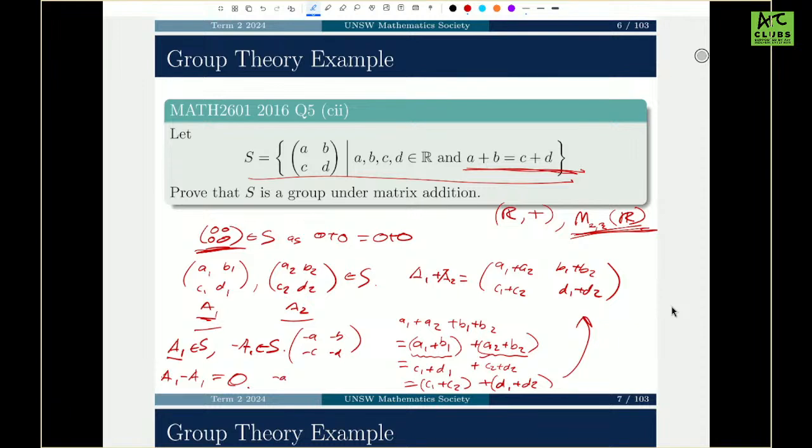And negative A minus B equals, after we factor out the negative, A minus B, and then we can use the fact that A1 is already in S. You can apply this. So negative C minus D just equals negative C minus D. So that should give that negative A1 is in S, and we have closure under inverses. So we've shown that S is a group.